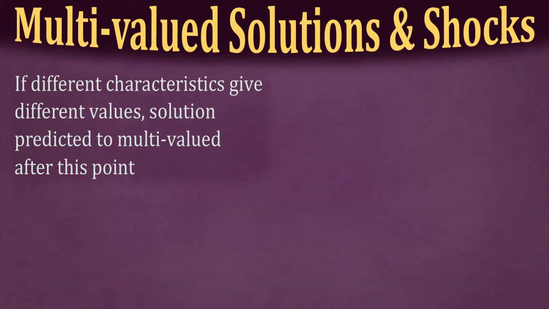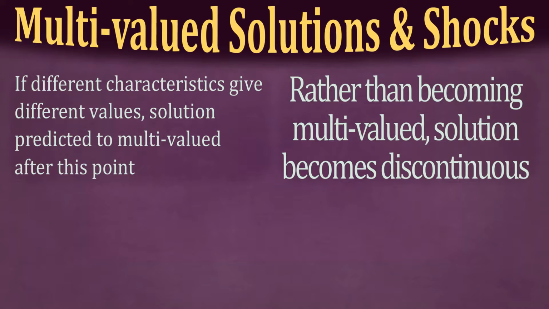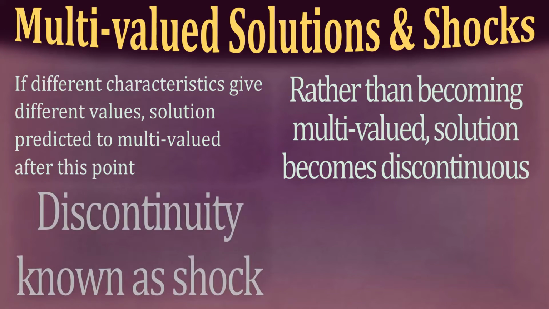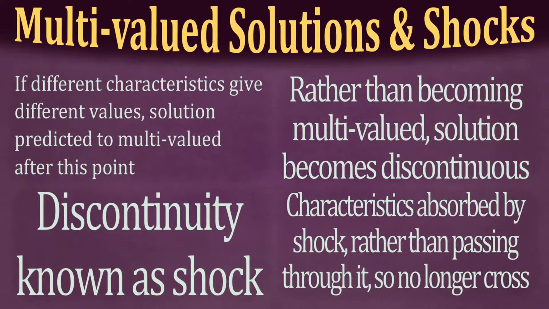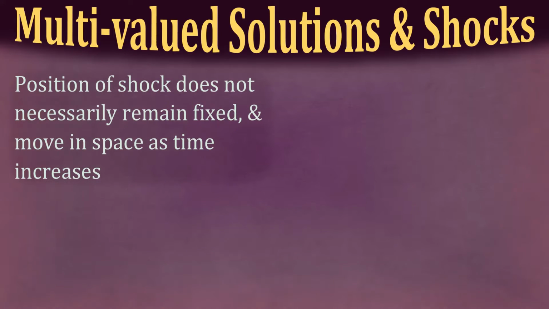Next, let's discuss multi-valued solutions and shocks. If different characteristics give different values, this means the solution is predicted to be multi-valued after a point, but rather than becoming multi-valued, the solution actually becomes discontinuous. This discontinuity is known as a shock. Characteristics are absorbed by the shock rather than passing through it, so they no longer cross. The position of the shock does not necessarily remain fixed, and it can move in space as time increases.